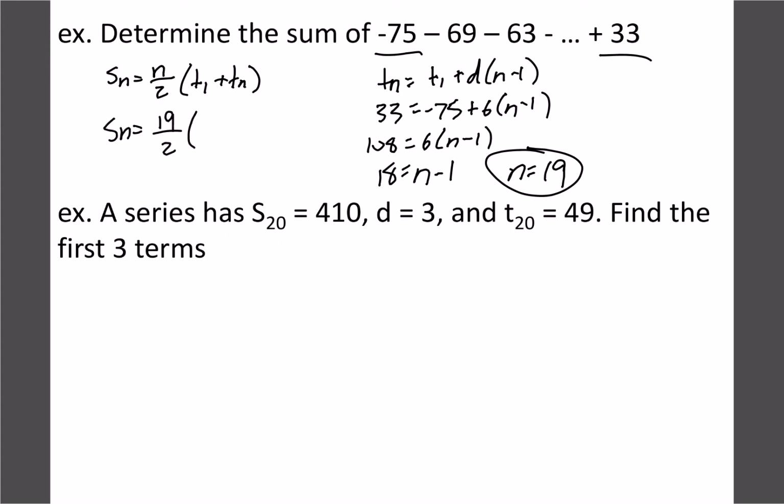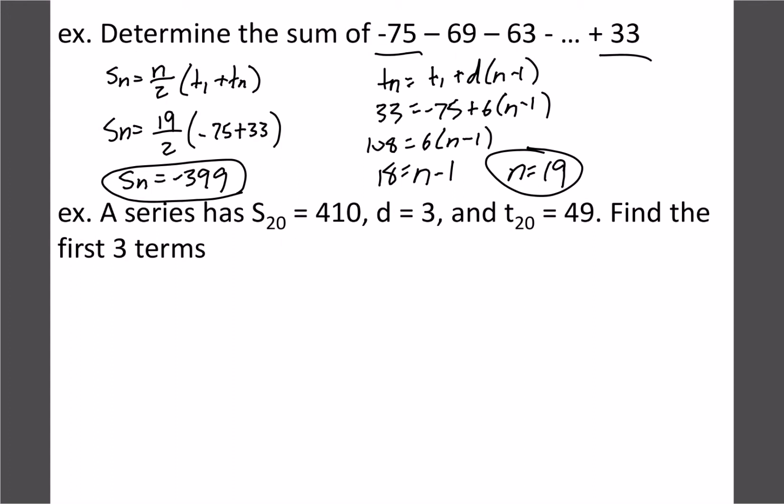So 19 over 2, negative 75 plus 33. So we get 19 over 2 times negative 42. And we work all that out, we get negative 399. Okay, so if we are actually to continue this list of numbers, add them all up, we would get our negative 399. So it works pretty good, but the only real tough ones like this is when you actually have to do the t of n first to solve for n. Because no matter which formula we use, we need to know the n. It's n over 2 times the rest.